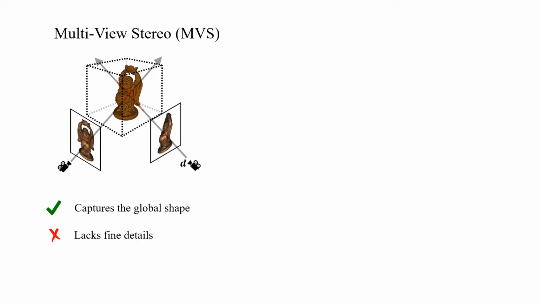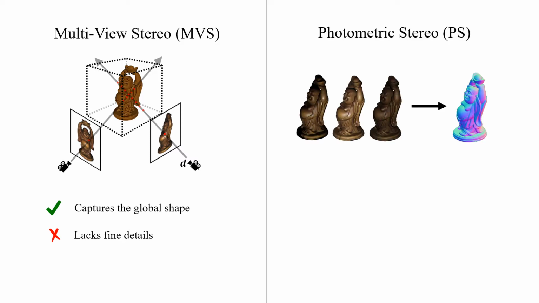viewpoints. Although multiview stereo is very good at recovering the global geometry, it does not provide fine details of the surface. An alternative approach to recover surface details is using photometric stereo. Photometric stereo estimates the surface normals of an object from its light-varying images. It is excellent at recovering the fine details of the object, but cannot recover the global shape accurately.